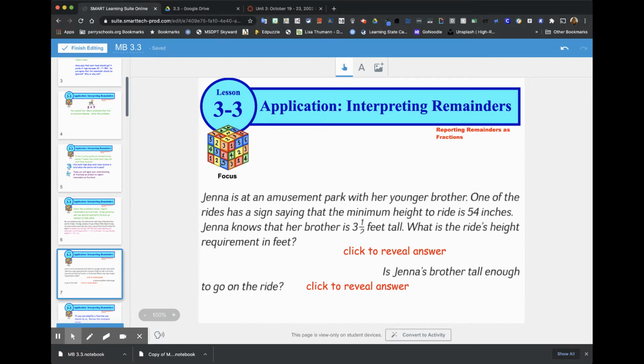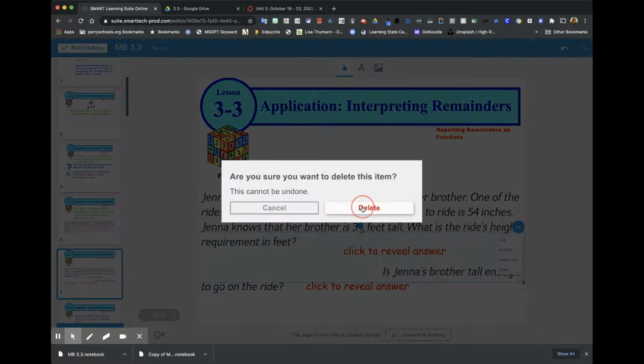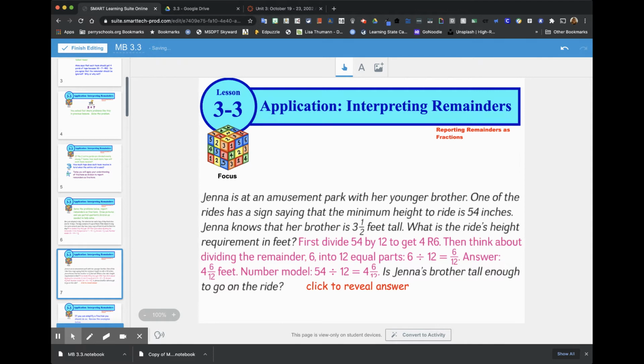How can we figure that out? What do we need to know? You're right. We need to know that 12 inches equals 1 foot. Okay? So if we know that 12 inches equals 1 foot, we're going to see that 54 divided by 12 is 4, remainder 6. So he's 4 feet with 6 inches left over. Then think about dividing that remainder 6 into 12 parts because we know 12 equals the 1 foot.